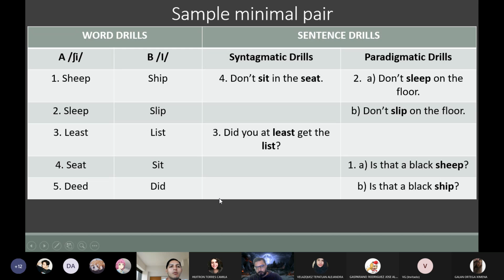This is an example, okay? Sheep, ship. A syntagmatic drill would be: don't sit in the seat. Now, a paradigmatic drill would be, well, sleep and slip. Don't sleep on the floor. It has got different meanings. Okay, it's sleep and slip.